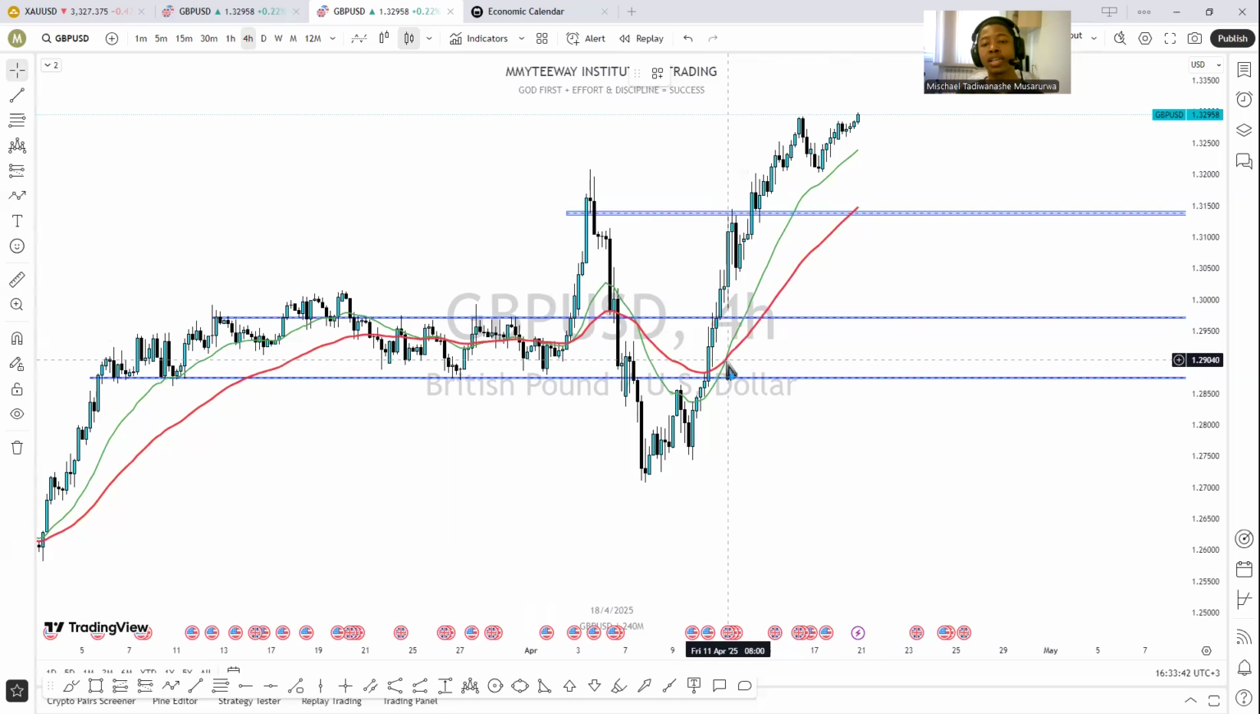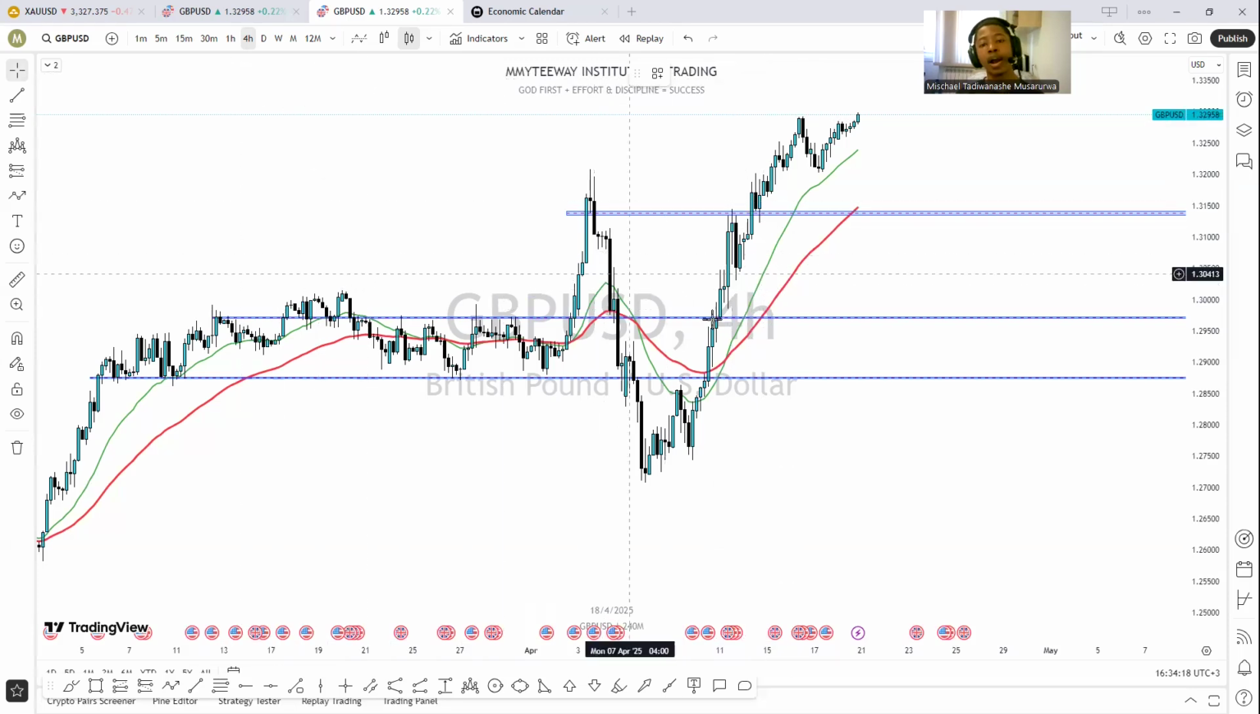In the 4 hour, I'm seeing that my slower moving average is below the faster moving average. This indicates an uptrend, right? The faster moving average is the one with the smaller period. In my case, I have a 21 and a 50 exponential moving average. So the 21 EMA is the faster moving average, and the 50 EMA is the slower one. I use exponential moving averages.